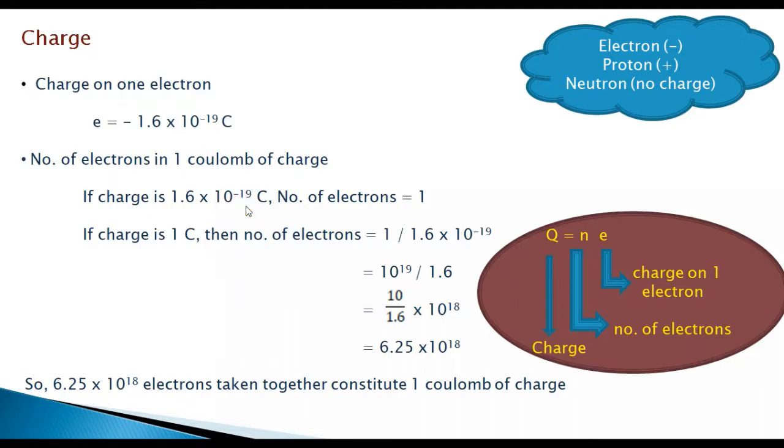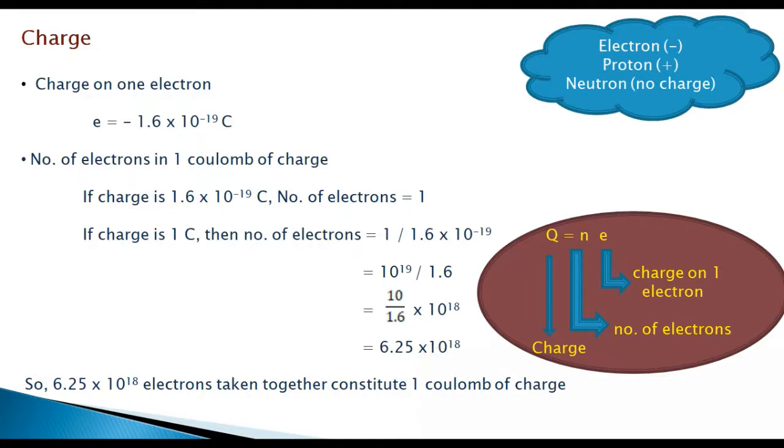So our charge is here 1 coulomb. The number of electrons will be 1 divided by 1.6 × 10^-19, right? So while dividing, we'll get 6.25 × 10^18 electrons. It means 6.25 × 10^18 electrons, when taken together, constitute 1 coulomb of charge. It means 1 coulomb charge contains how many electrons? 6.25 × 10^18 electrons.